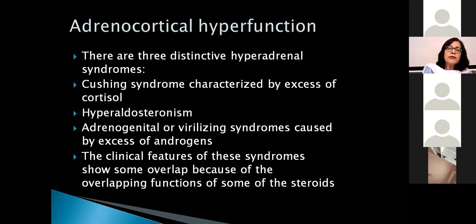Now we come to adrenocortical hyperfunction. There are 3 distinctive hyperadrenal syndromes. One is Cushing syndrome, characterized by excess of cortisol. One is hyperaldosteronism, excess aldosterone. The third is adrenogenital or virilizing syndromes caused by an increase of androgens. The clinical features may show some overlap because of the overlapping functions of the steroids.